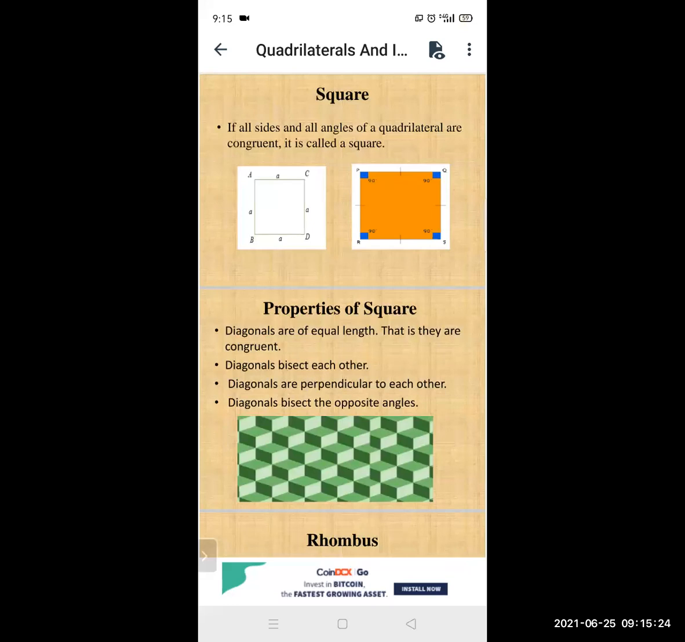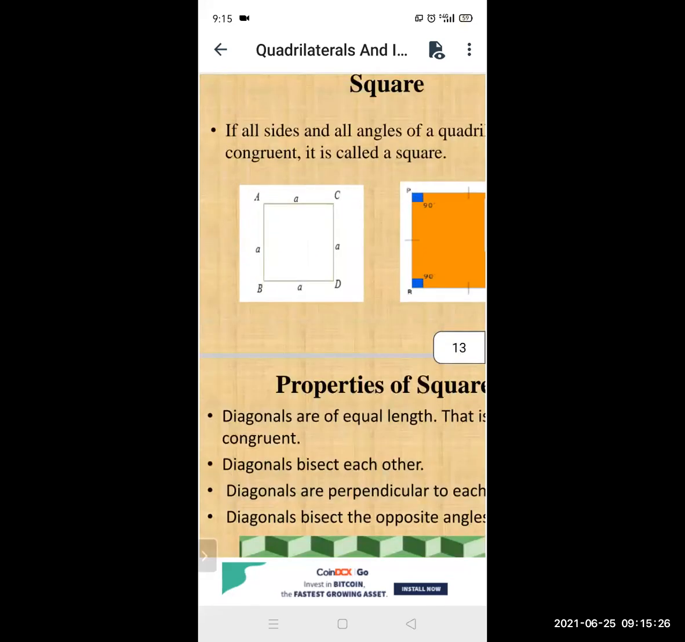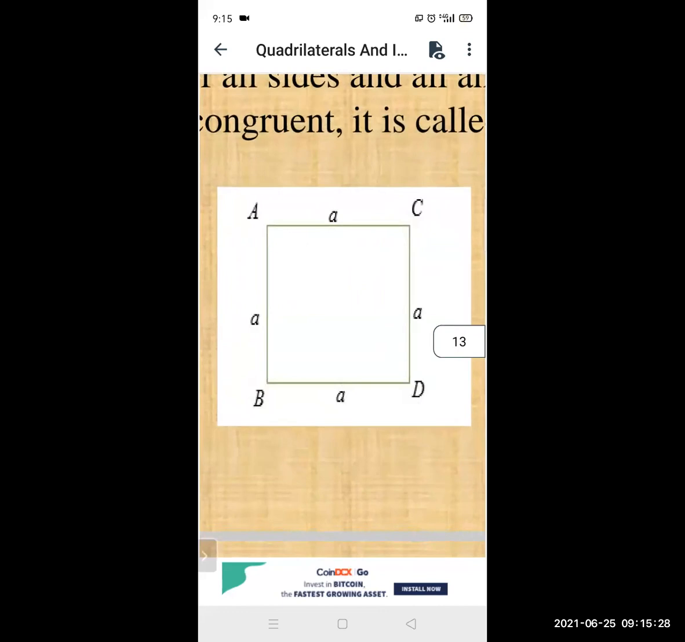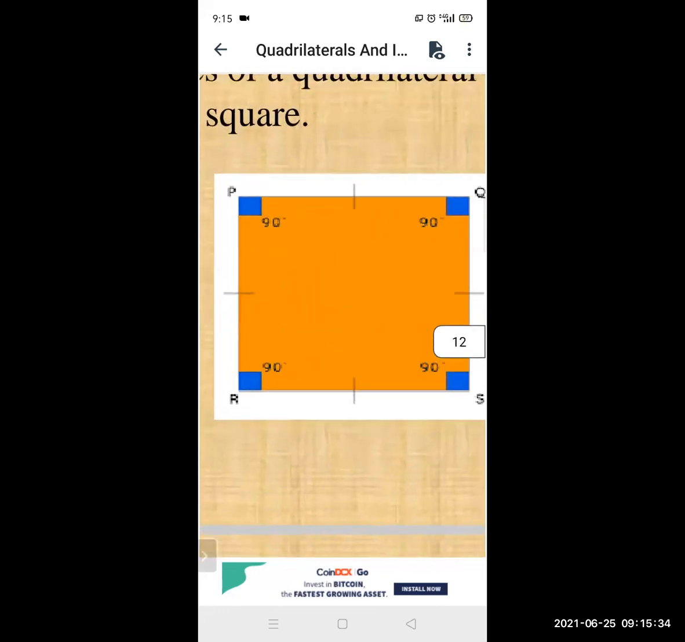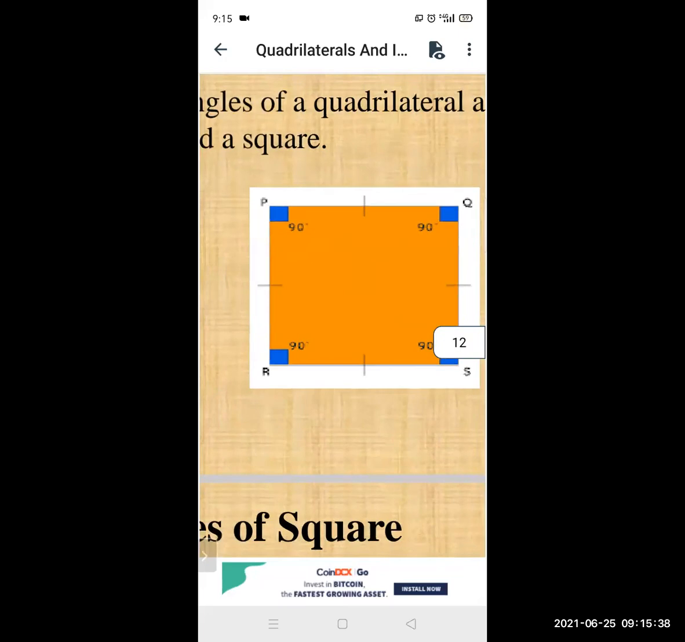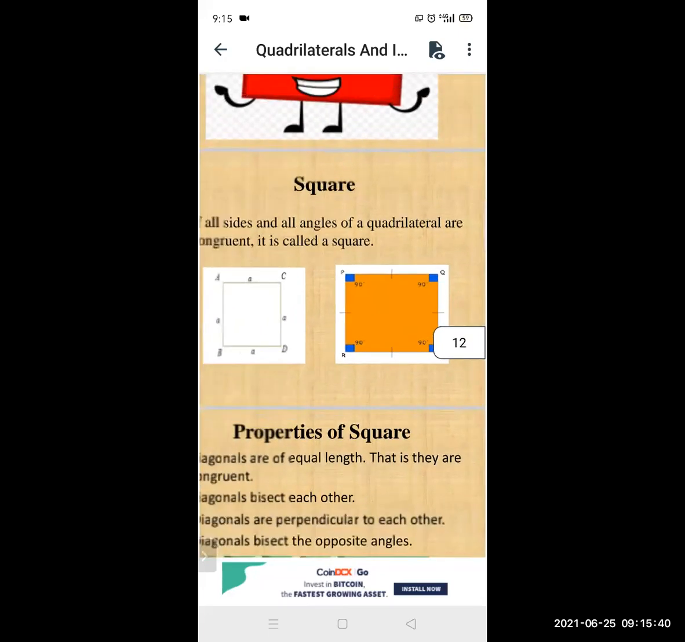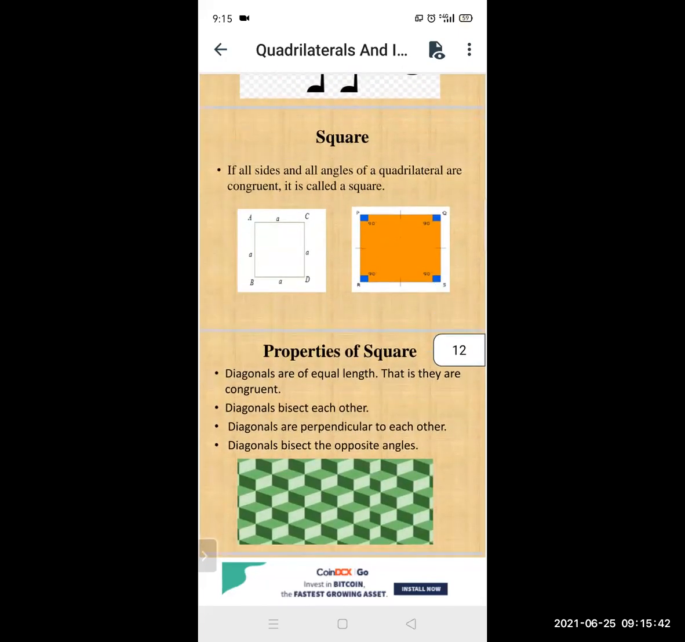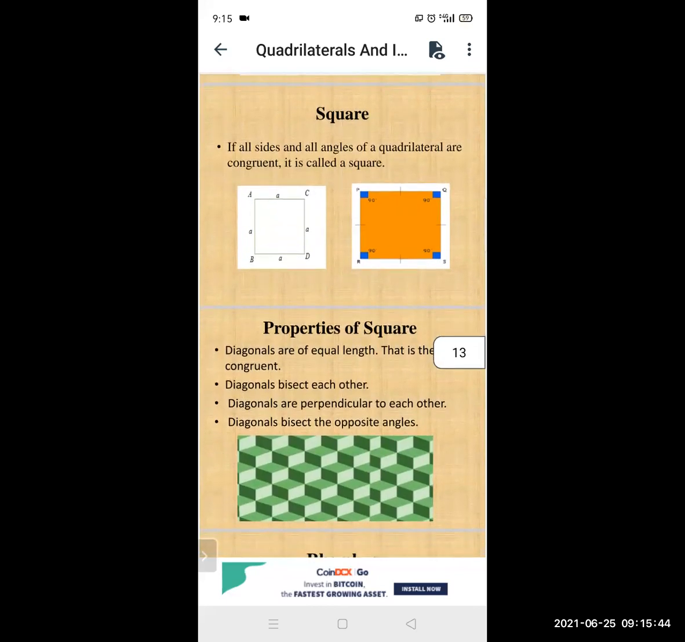If you draw the diagonals, that is AD and BC here, you can see that the diagonal length is also the same. Similarly here, if you draw the diagonals, that is PQ and RS, then you can see that they are also of equal length. Okay. So that is the first property of a square.